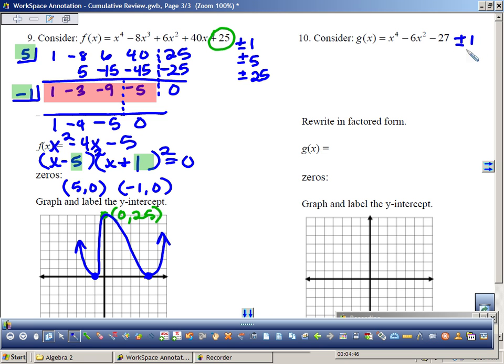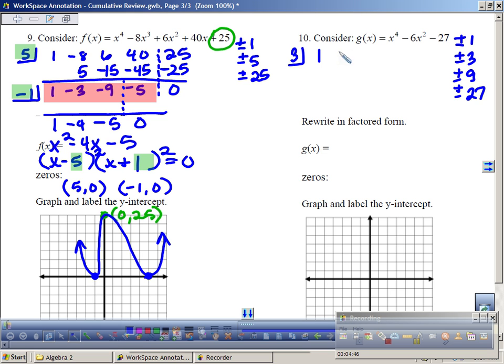This one I'm going to start off with my possible zeros: plus or minus 1, plus or minus 3, plus or minus 9, plus or minus 27. Those are the factors of 27. I'm going to pick 3. 1, 0, negative 6, 0, negative 27. And I'm left with 1, 3, 3, 9, and 0. This is factorable. I'm going to cover this up again.